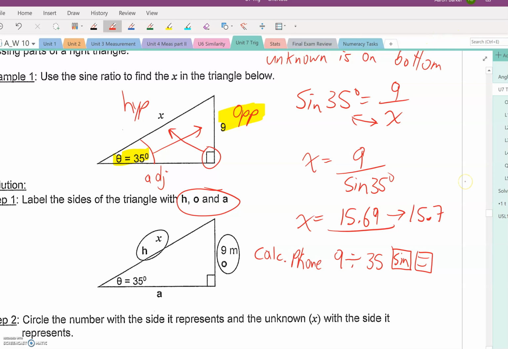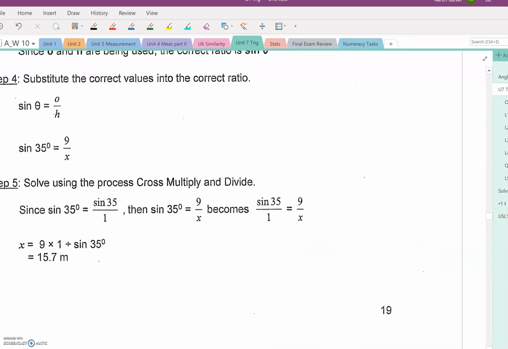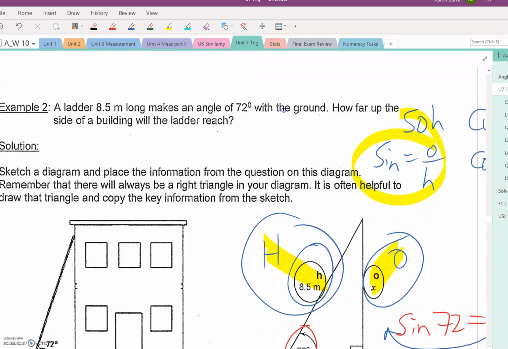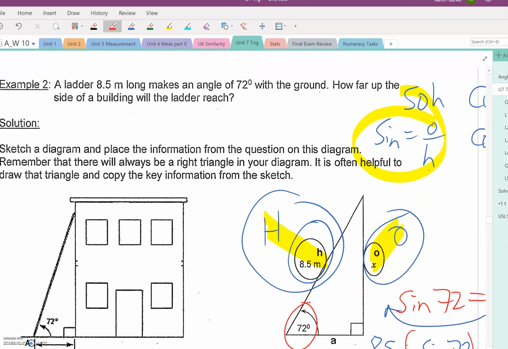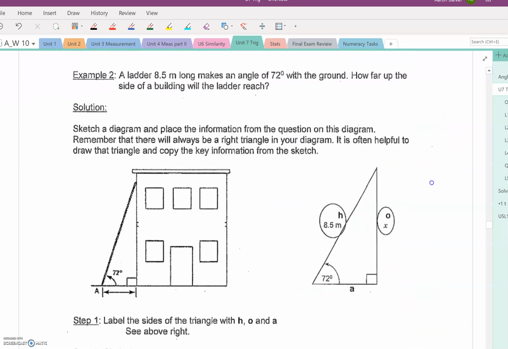Good. So let's go down then. Next question. So they do their work here. They're all good, same work. Now we have a ladder. Let me erase this. Okay, so we have a ladder against the building, classic. So the ladder's 8.5 meters long. Okay, so here's an 8.5 meter long ladder, and it makes an angle of 72 degrees with the ground. There we go. How far up the building will it reach? That's what you want to know.